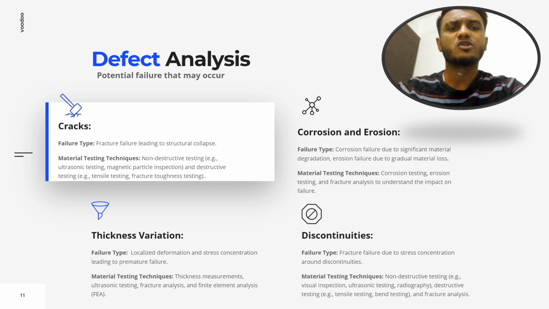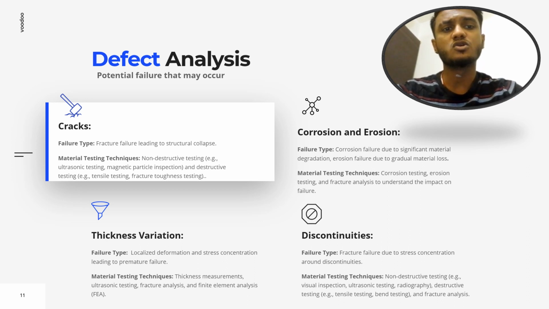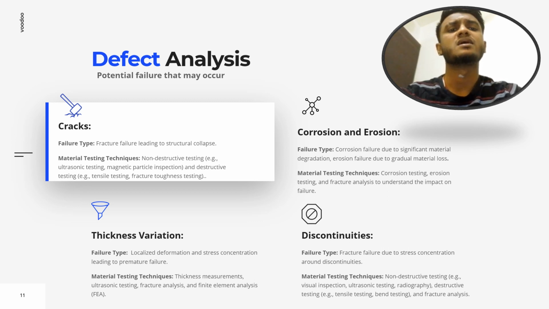Secondly, corrosion and erosion are defects that can cause significant material degradation and gradual material loss respectively. These failures can occur due to environmental factors or improper maintenance. Material testing techniques including corrosion testing, erosion testing, and fracture analysis can be utilized to understand the impact of these defects on failure.